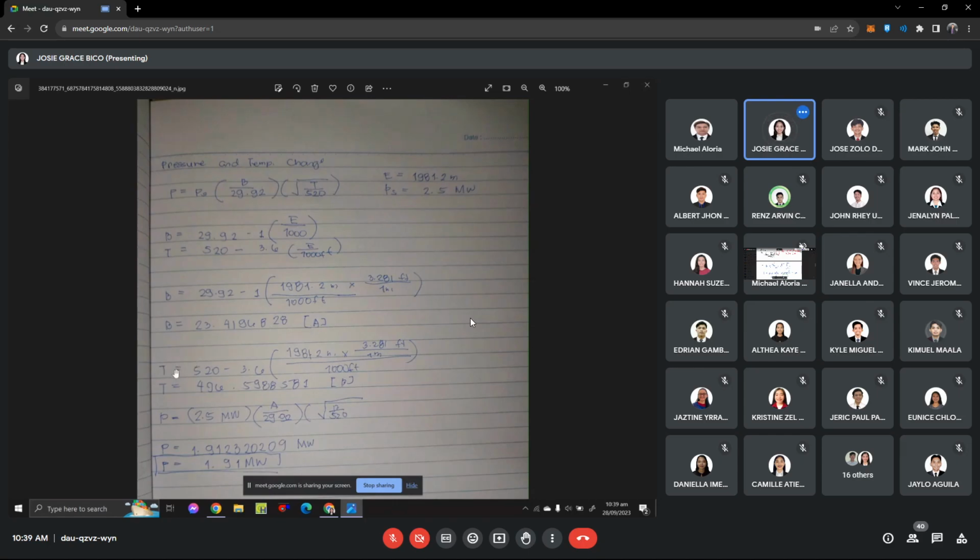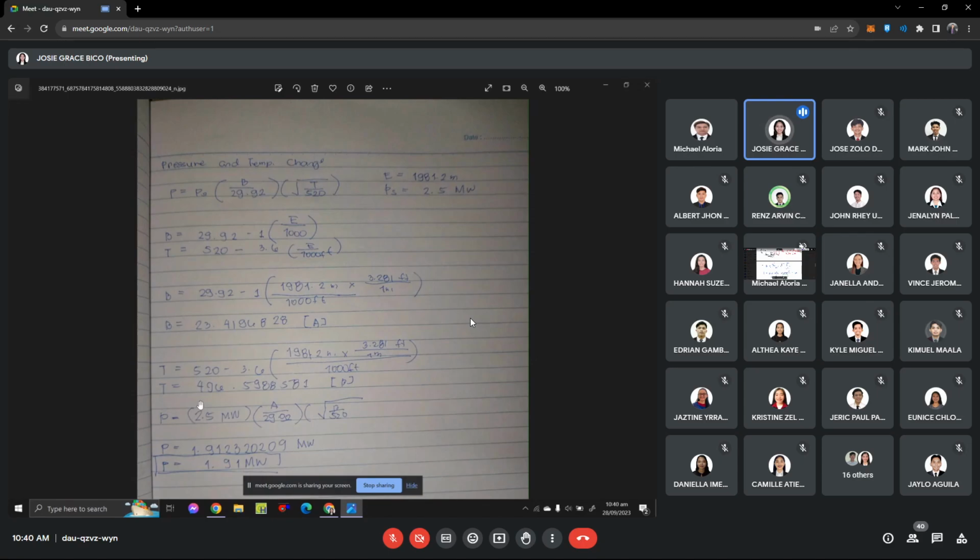Then next po, i-consider po ang temperature. Ito po yung formula: 520 minus 3.6 times elevation over 1,000. Same po sa nauna, i-convert din po yung elevation sa feet para makancel. Ito po yung nakuha: 496.5988581. In-store ko po siya sa letter B ng calculator.